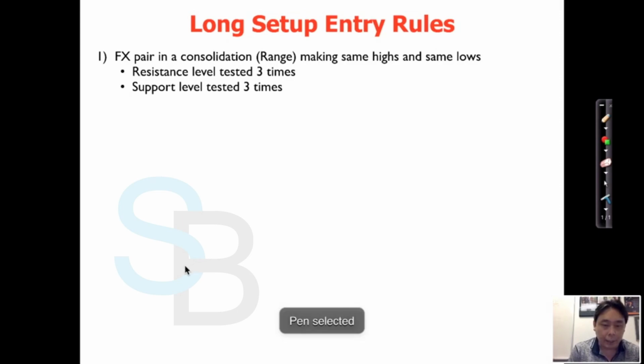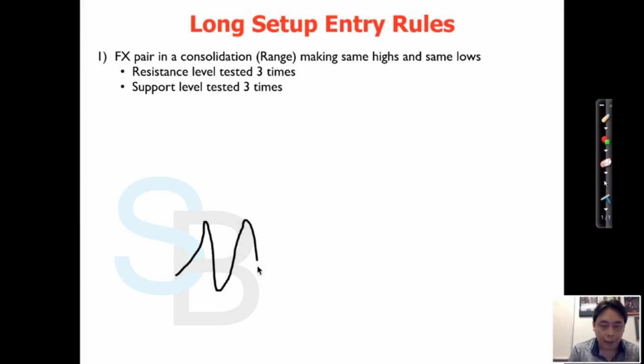Alright, so let me just draw it for you. So we want to see something like that, right? Price going up, coming down, going up, coming down, going up, coming down. There we go. So the price goes up, makes a high, makes another high, another high. So it's making same highs, right? Again, it doesn't have to be exact. It's not like a brick wall, it's kind of like a fence. So sometimes it may go slightly outside.